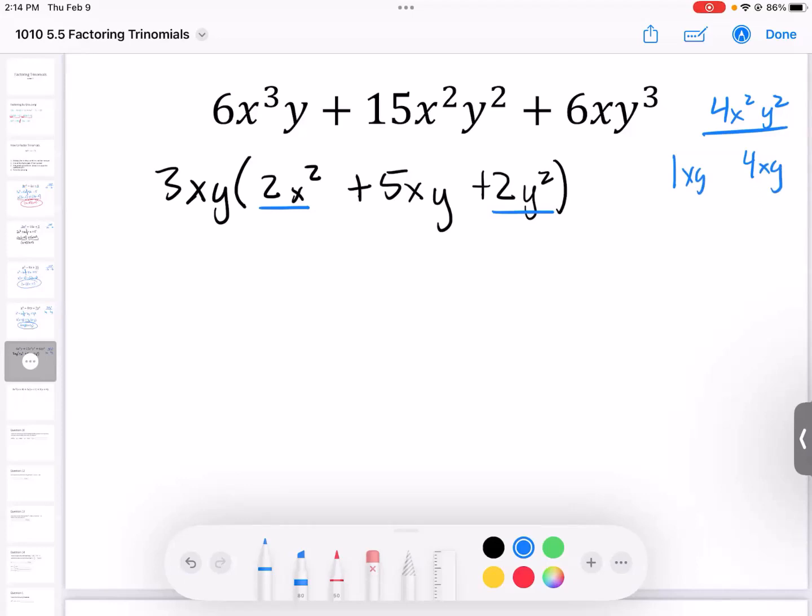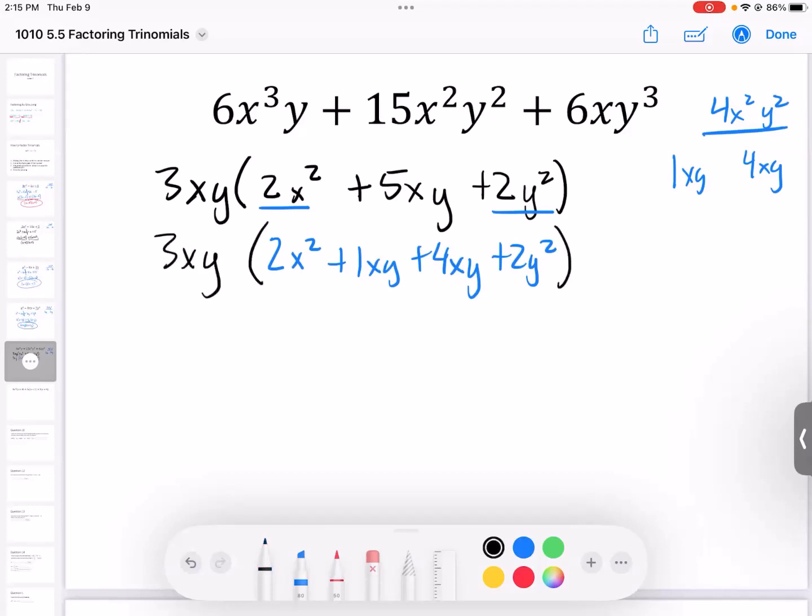So I'm going to rewrite this stuff inside parentheses as 2x squared plus 1xy plus 4xy plus 2y squared. And all of this stuff is still being multiplied by the 3xy. So keep that factor that we factored out earlier, because that's still part of the expression. But we'll factor the stuff inside of the parentheses by splitting it into 2 groups.